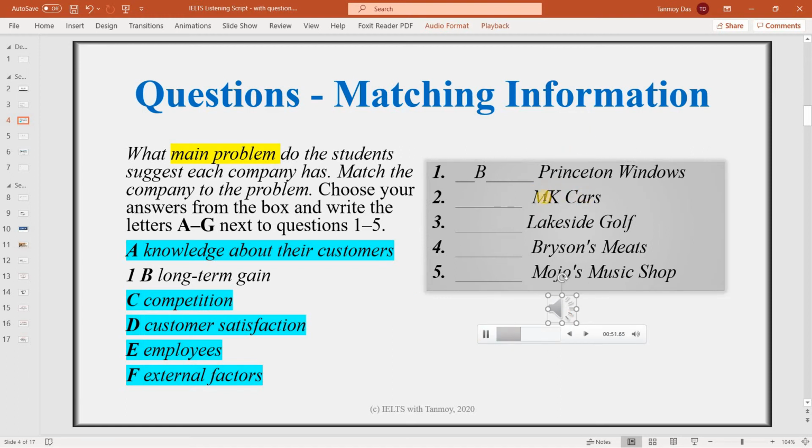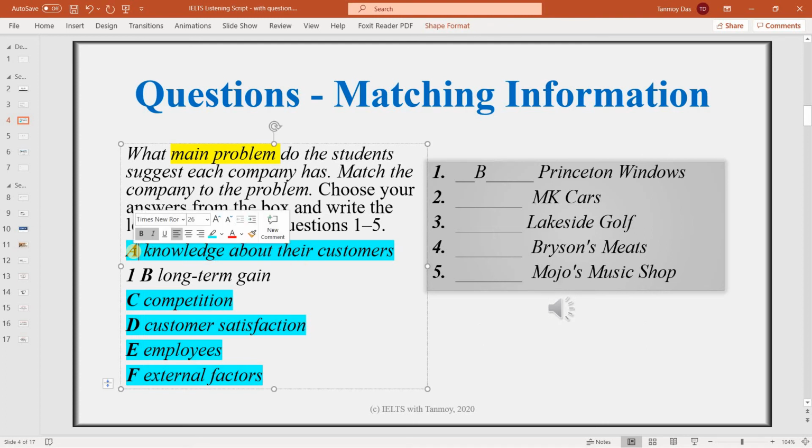MK Cars focused on the wrong thing, because they didn't really understand who their target market was. Most of their buyers of cars are young people, but they advertised in newspapers that older people usually read. It would have been better to go for magazines popular with the younger generation. You must learn everything you can about who you are selling to. So this one is question number 2.